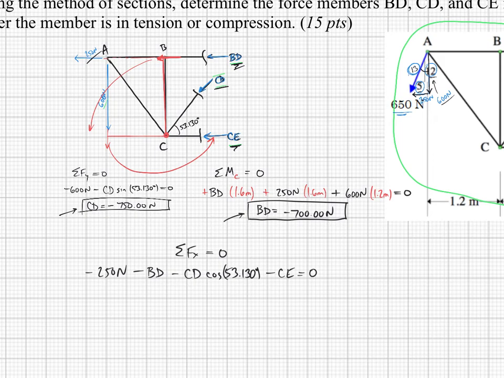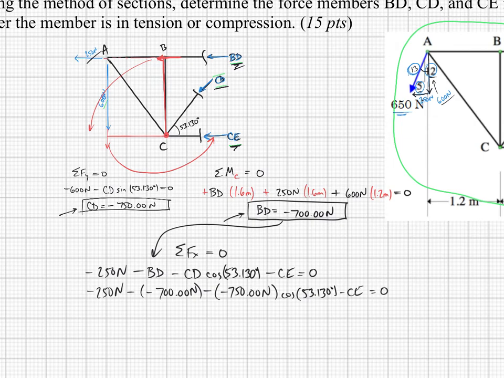Okay, so we're going to go negative 250. For BD, I'm going to plug this in, minus a negative 700 newtons, minus CD at negative 750.00 newtons, cosine 53.130 degrees, minus CE equals 0. Okay, so if we solve this, if we put this in our calculator, we're going to get CE equals 900.00 newtons.